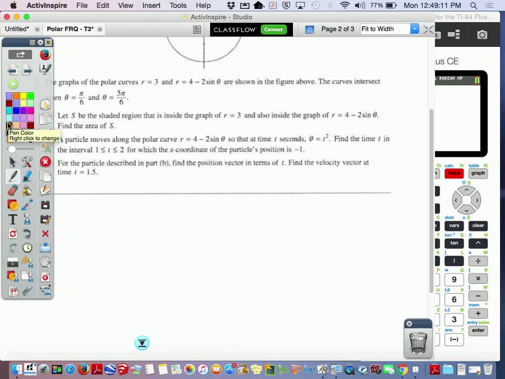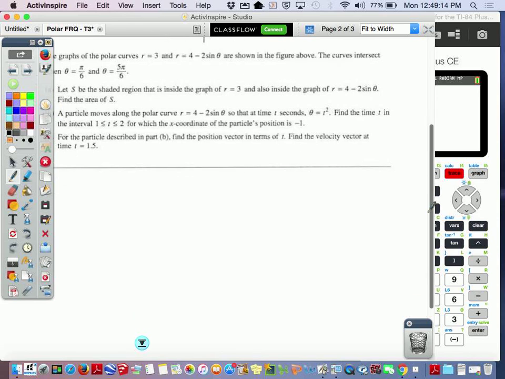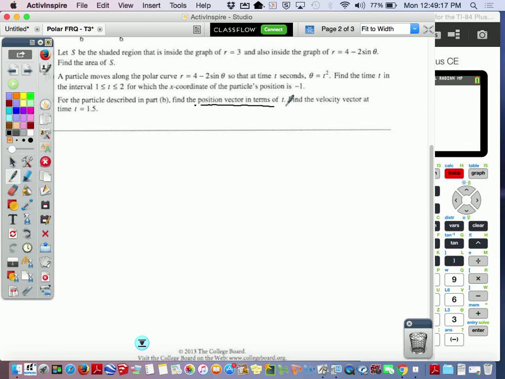It says for the particle described in part B, find the position vector in terms of t. Then find the velocity vector at time t equals 1.5. So find the position vector and the velocity vector. Well, we found x by using r cosine theta, and then we plugged in t squared for theta. So we got x of t is equal to 4 minus 2 sine of t squared times cosine of t squared.